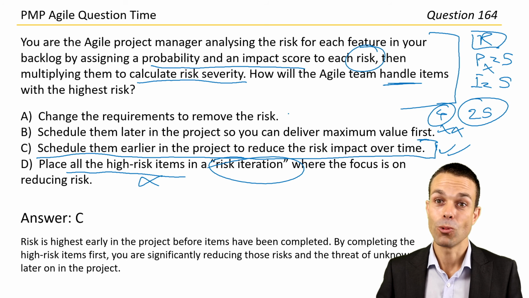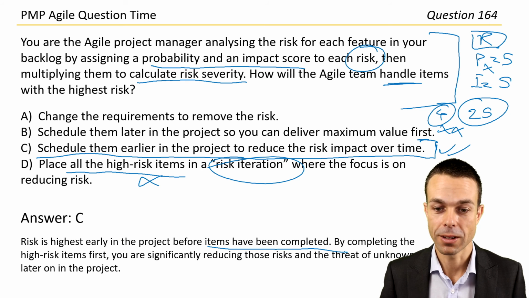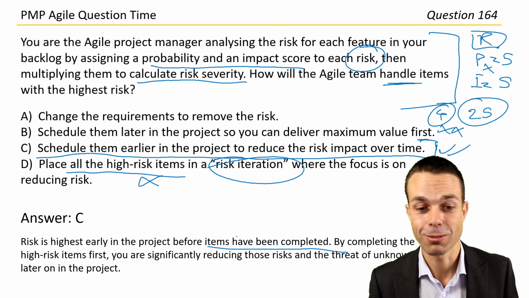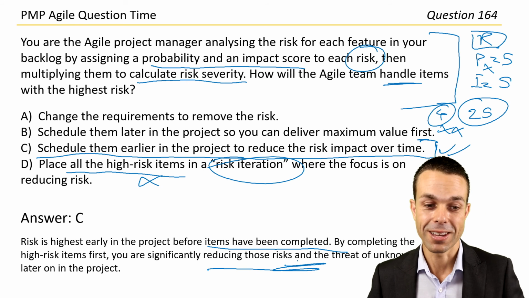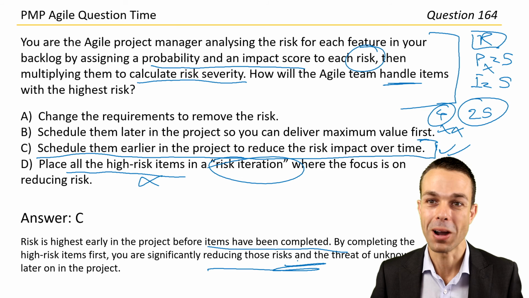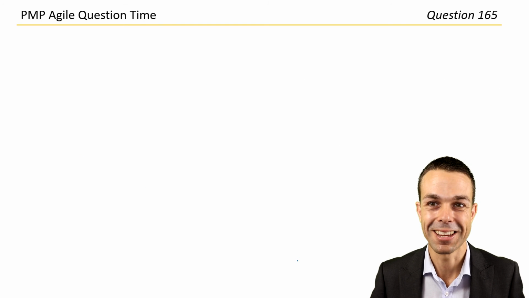Answer C. Risk is highest early in the project before items have been completed. By completing the high risk items first, you're significantly reducing those risks and the threat of unknowns later on in the project. What a great way to do it. All right, only a couple of questions to go. You're doing great. Let's get into the next one.